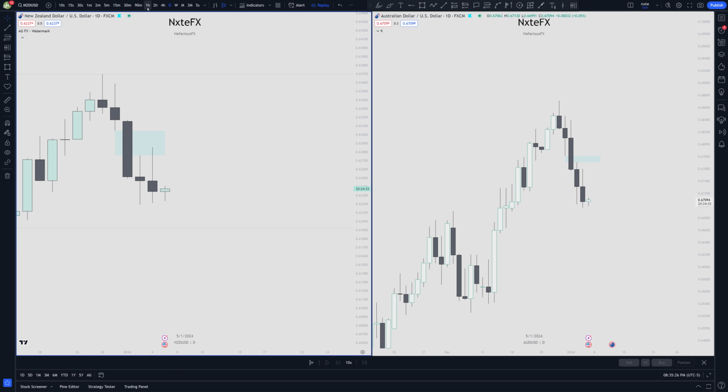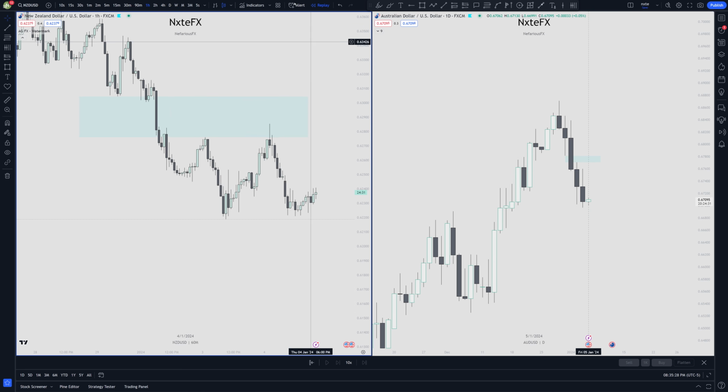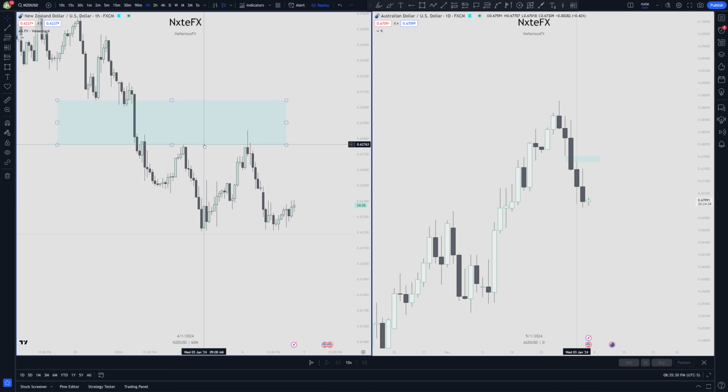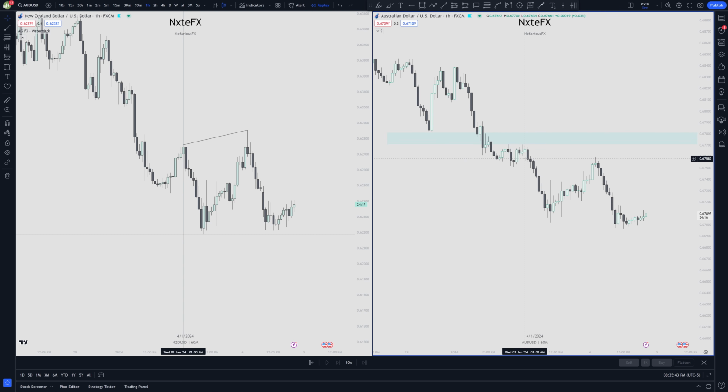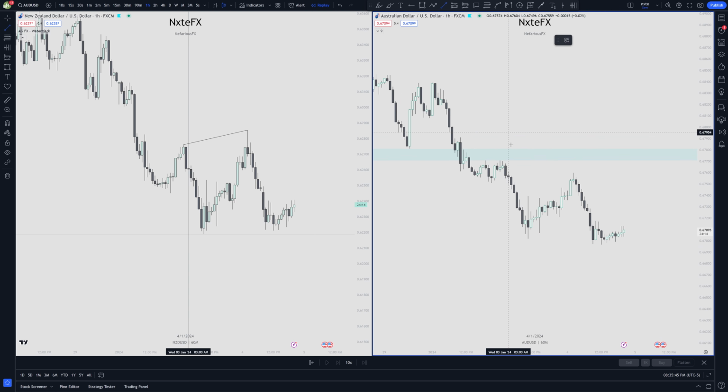Let's say 1 hour. Let's get rid of this box. Now, this can be our SMT divergence right here. Same thing happening on AU. Let's go on the 1 hour. The same high, same time, same high, but the high never gets ran. The daily fair value gap never gets tapped.